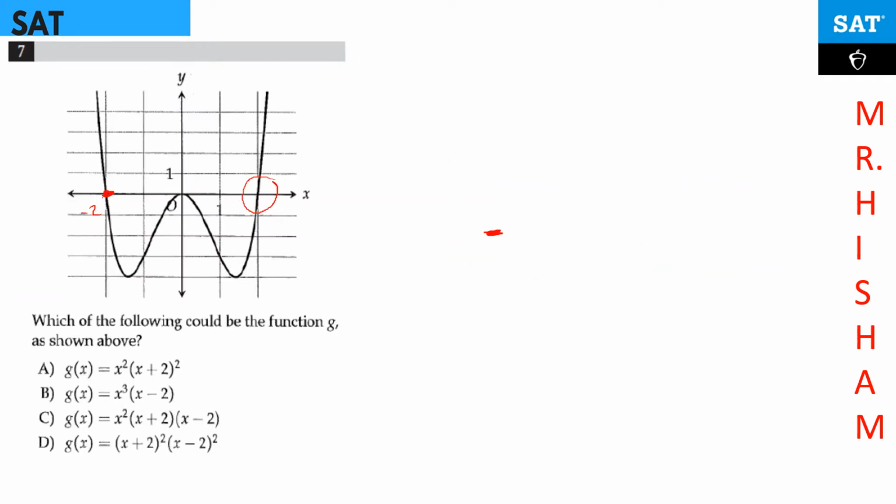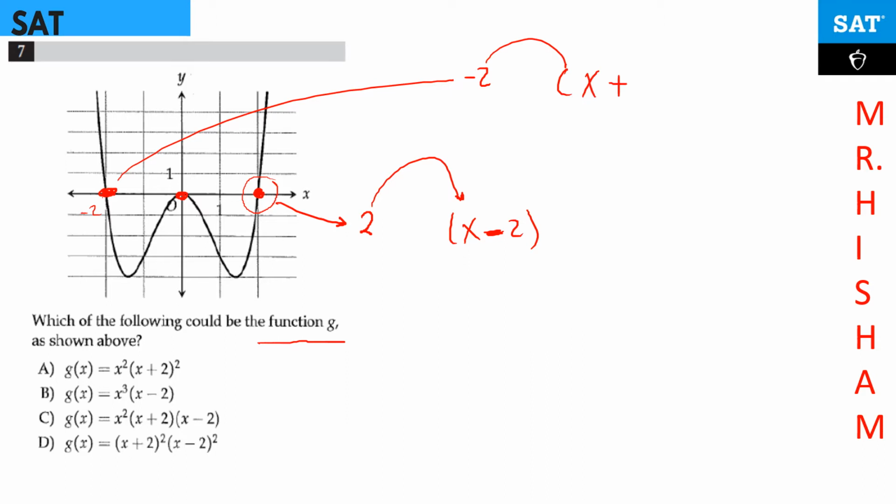If I have a function and I want to find the form of these functions by using the x-intercept, I may look at the point that intersects the x-axis. This point intersects the x-axis at 2, so if you want to put it in brackets, it's going to be x minus 2. And this point intersects the x-axis at negative 2. If you want to add it to brackets, it should be x plus 2. So I should have these two brackets at the front.